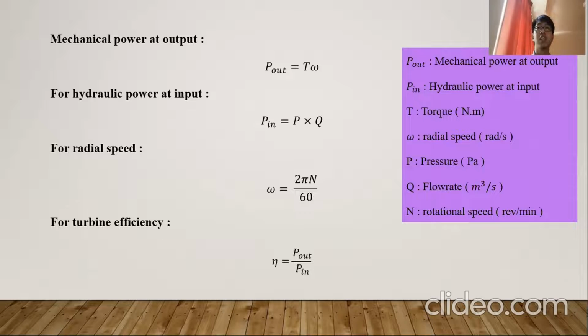The following are the equations that will be used in this experiment. In order to obtain the mechanical power at the output, we will be using this equation, where torque is multiplied with the radial speed, and the same for hydraulic power at the input, where the pressure is multiplied with the flow rate. The radial speed will use this equation, and the turbine efficiency will use this equation. That's all from me.